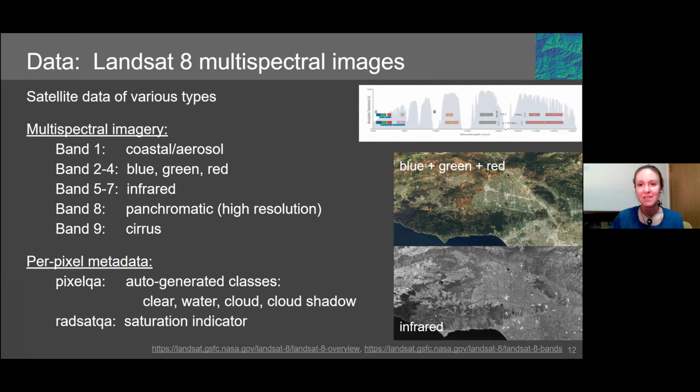These different wavelengths reflect different features of the Earth. Band 1 is specialized for coastal, for deep ocean colors. There's a regular red, green, blue. There's an infrared band and one specialized for clouds. And then there's also some auto-generated metadata for each pixel, so whether it contains a cloud or a cloud shadow or it's over water.